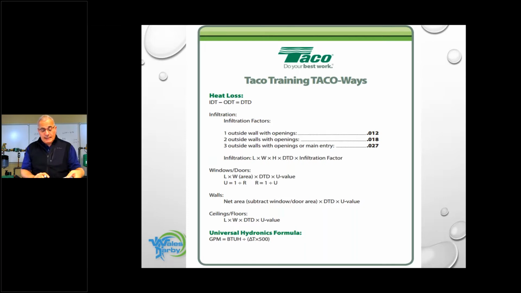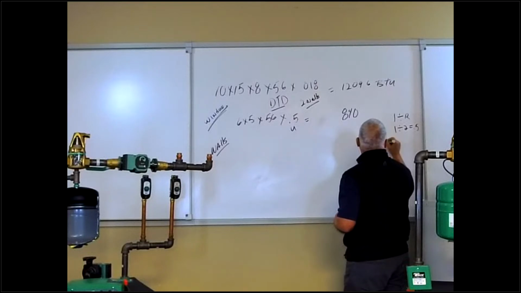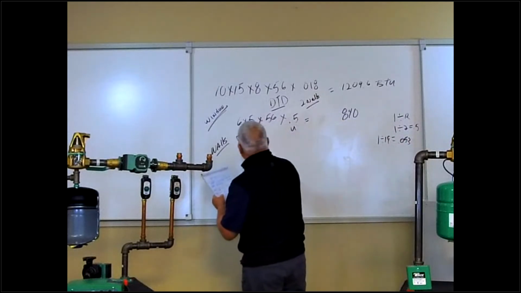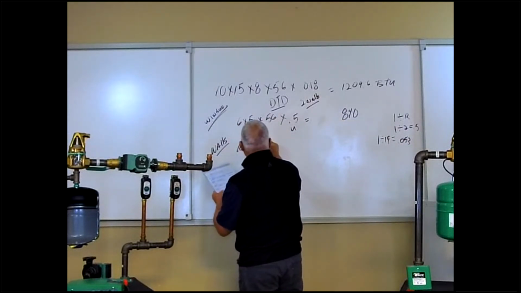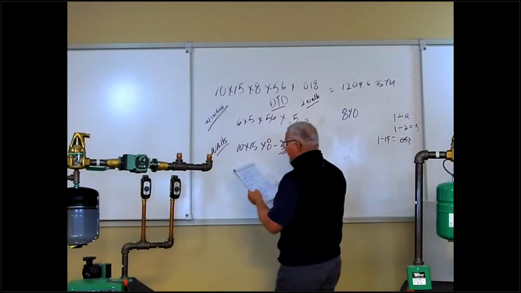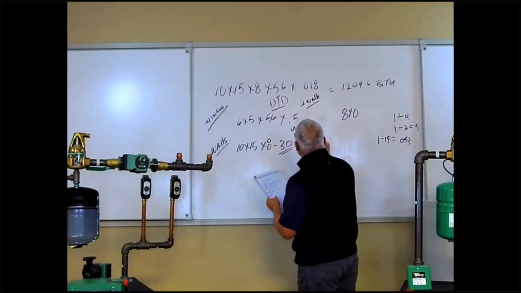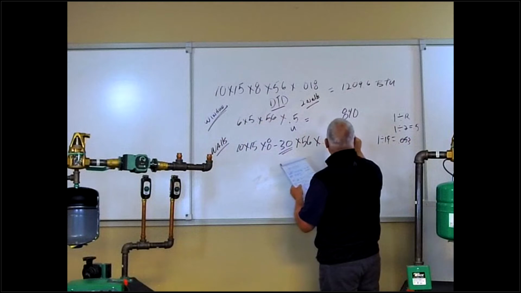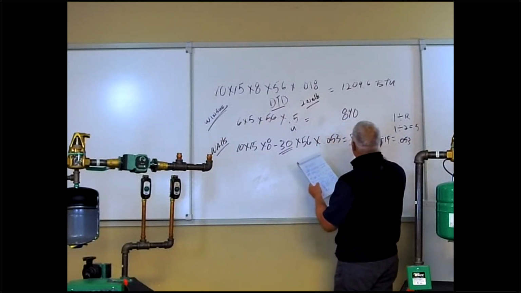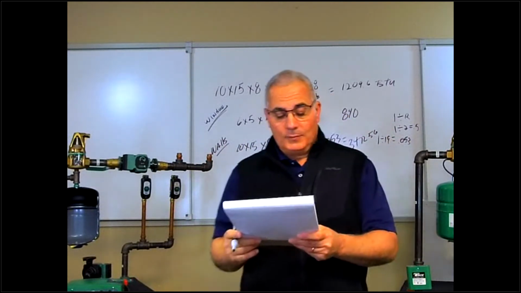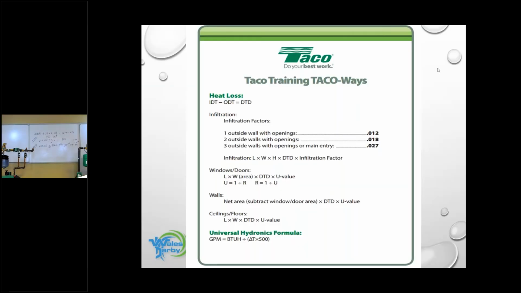So if we do R19, to get the U value, we're going to take 1 and divide that by 19. That'll give me a 0.053 U value. So walls, 10 times 15 times 8, and I'm going to subtract the windows. We're taking that out, times my design temperature difference of 56, times 0.053. That'll give me 3,472.56 BTU. And we're not done yet. We got one more item to do. I hope you can see that on the screen.